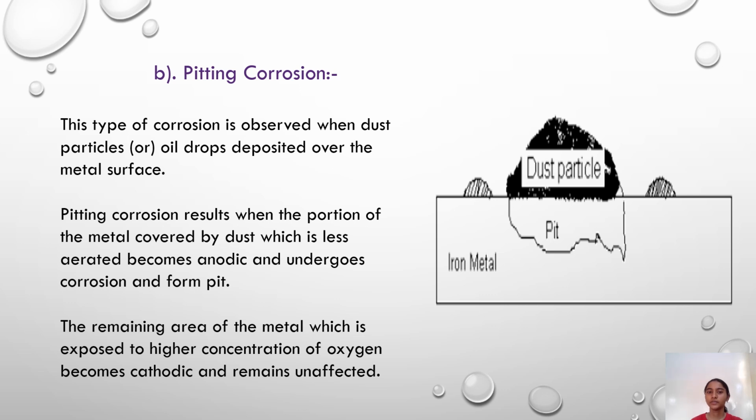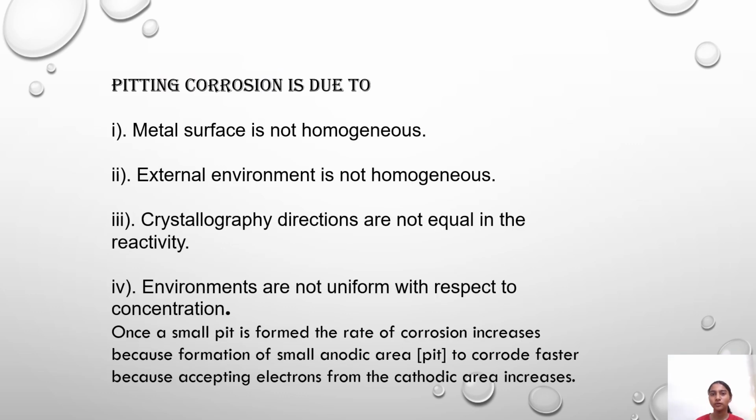This type of corrosion is observed when dust particles or oil drops are deposited over the metal surface. Pitting corrosion results when the portion of the metal covered by dust, which is less aerated, becomes anodic and undergoes corrosion and forms a pit. The remaining area of the metal, which is exposed to a higher concentration of oxygen, becomes cathodic and remains unaffected. Pitting corrosion occurs due to the following reasons. First, the metal surface is not homogeneous, and the external environment is not homogeneous, and the crystallographic directions are not equal in reactivity, and the environments are not uniform with respect to concentration.